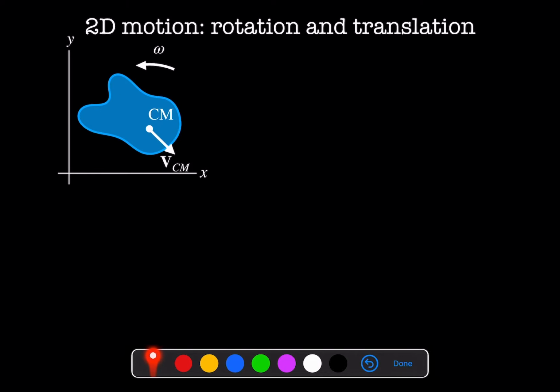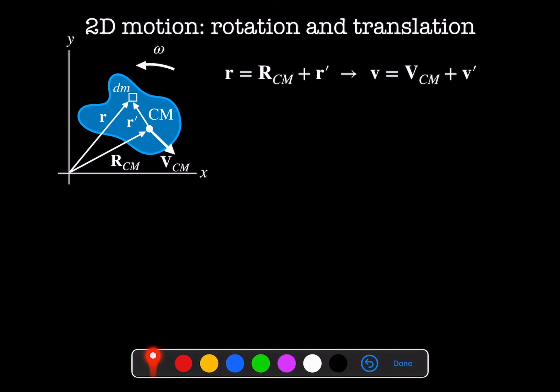Let's imagine now that our object is both translating and rotating at the same time. For the translational motion, we'll assume that it's moving at some constant velocity, vcm. The distance from the origin of our coordinate system to the center of mass is given by rcm. And again, we're going to look at what happens to an infinitesimal mass element, dm, which is located at distance r prime from the center of mass, or distance r from our origin. From the origin of our coordinate system, this mass is located at rcm plus r prime.